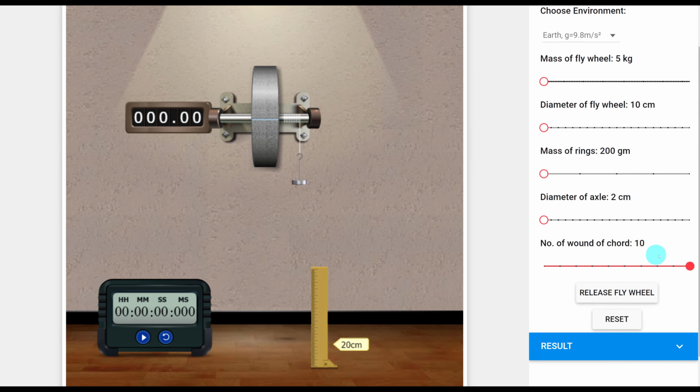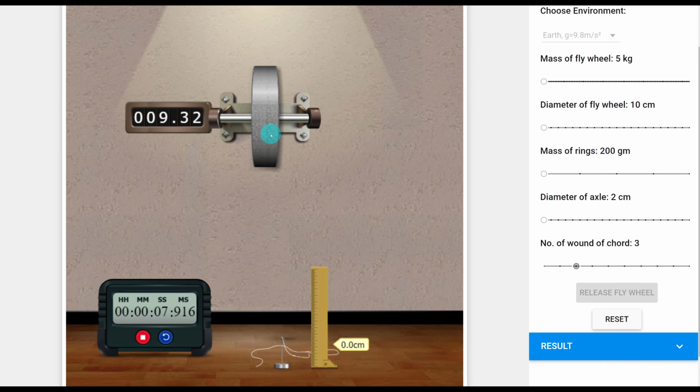So now the advantage is that you will be able to, let us start with something like 3. Only three rotations are there on the thread. Now we can start the experiment. That means release the flywheel. If you release the flywheel, you see that it is falling down. You have to see here, this one is falling down, and then the thread also fell down.